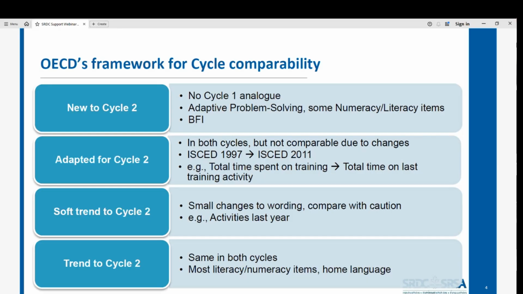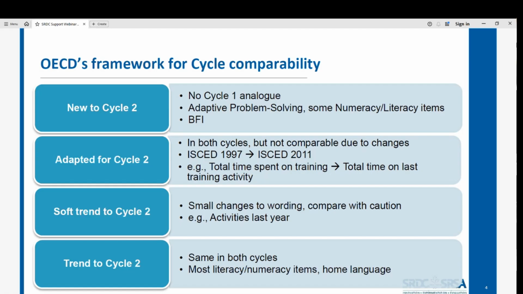And then there are variables that are basically the same in both cycles. This includes things like most literacy and numeracy items, as well as a large portion of the background questionnaire, including things like whether they're taking the test in their home language. So if you're comparing cycle 1 and 2 data, it's good to think about where your key variables fall on this spectrum.